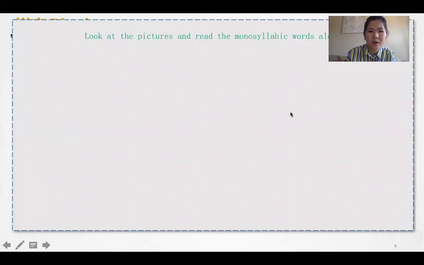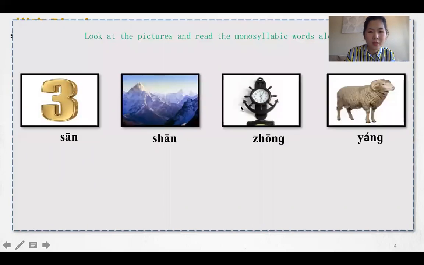Now, I want you to look at these pictures and try to read it yourself first, and then I will read it. You see the difference, okay? So you can see if you get it right or not. First one. Okay, san, it's numbers we learned last time, right? San, this one. Shan, shan.